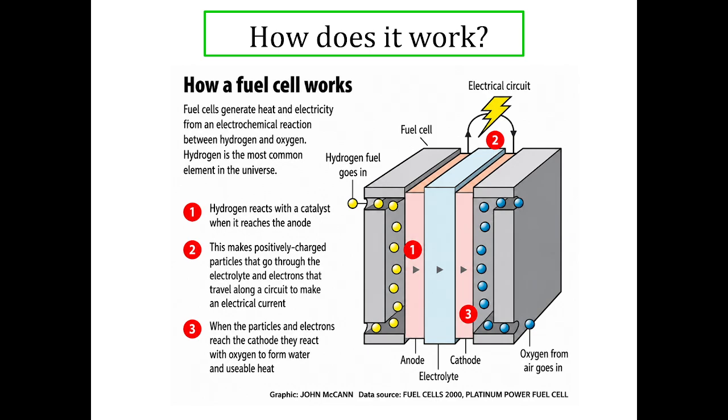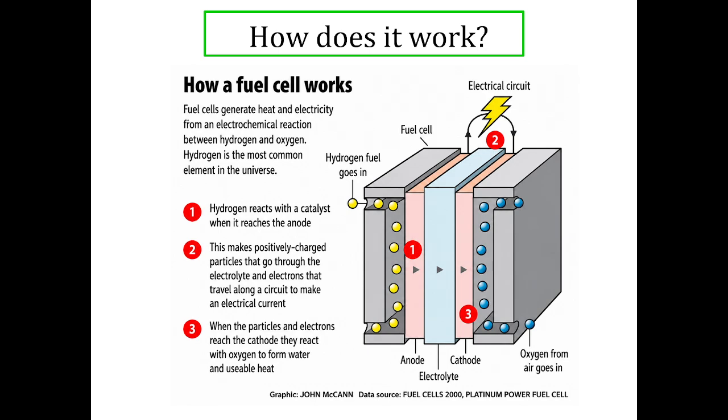This movement of electrons produces electrical current. Finally, at the cathode, the particles and electrons react with oxygen. The reaction produces water and usable heat. So the basic process is hydrogen plus oxygen yields electricity plus water plus heat. The important feature is that the fuel cell converts chemical energy into electrical energy through an electrochemical reaction rather than through combustion followed by mechanical rotation.